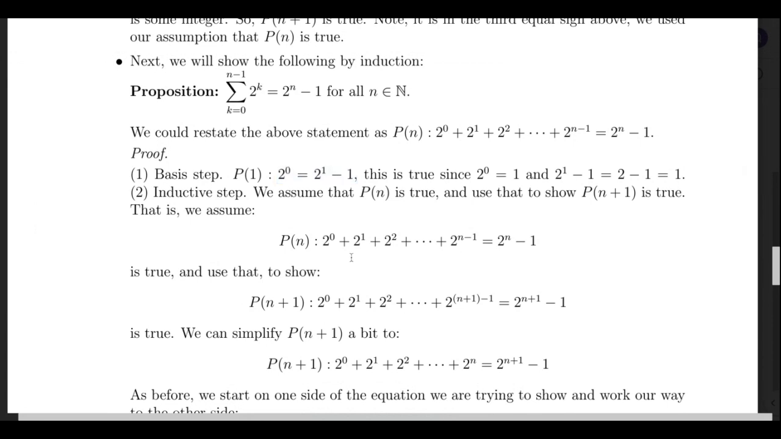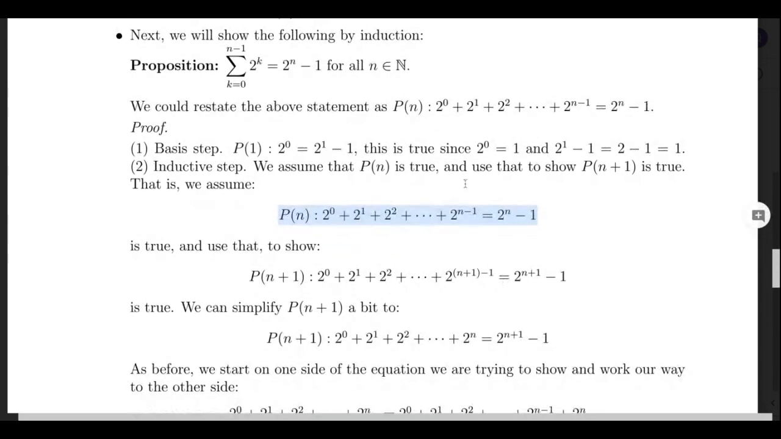Now we assume it works for n. Better to say it works for k. So assume 2 to the 0 plus 2 to the 1 plus 2 squared, and so on and so forth, up to 2 raised to k minus 1, maybe some of you think of this as better, equals 2 raised to k minus 1. This is the assumption, so this is P, right? P implies Q.